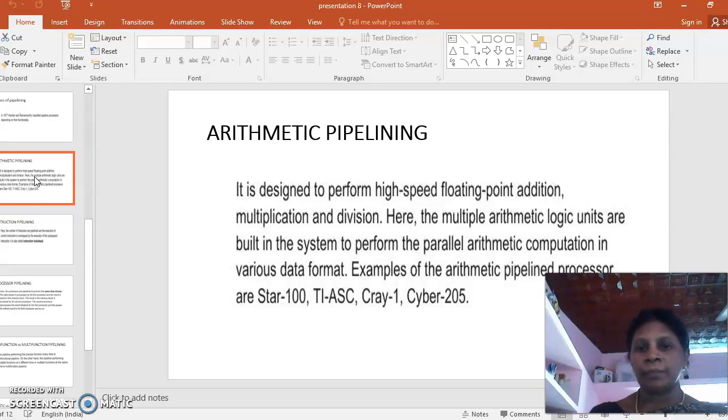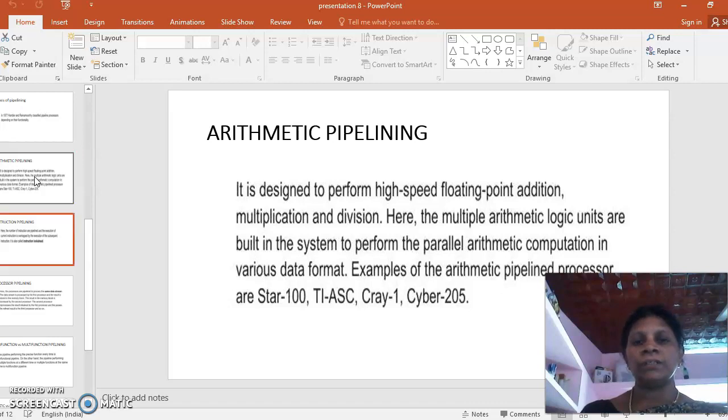Arithmetic pipelining is designed to perform high-speed floating point addition, multiplication, and division. Here, multiple arithmetic logic units are built into the system to perform parallel arithmetic computation in various data formats. Some examples of arithmetic pipelined processors are Star 100, Cray 1, and Cyber 205. All these are arithmetic pipelines.